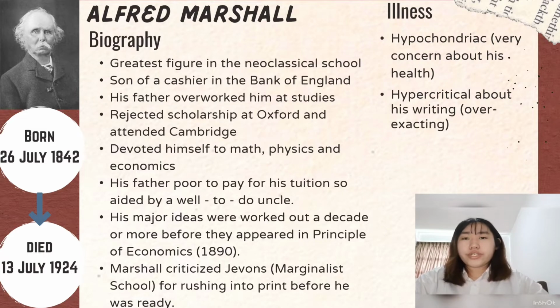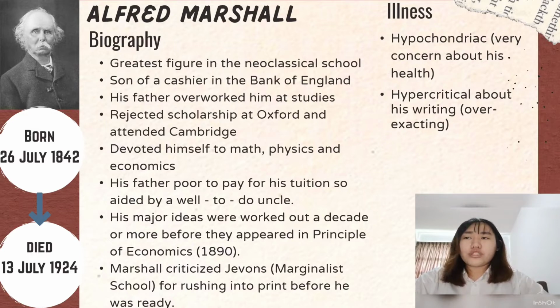Biography of Alfred Marshall. Alfred Marshall was born on 26 July 1842 at Bermondsey, London, England, and died on 13 July 1924. He was the greatest figure in the Neoclassical school. Marshall was the son of a cashier in the Bank of England. His father overworked him at studies, made him promise never to play chess because it was a waste of time, and tried to banish math from the boy's life because it was irrelevant to the ministry.